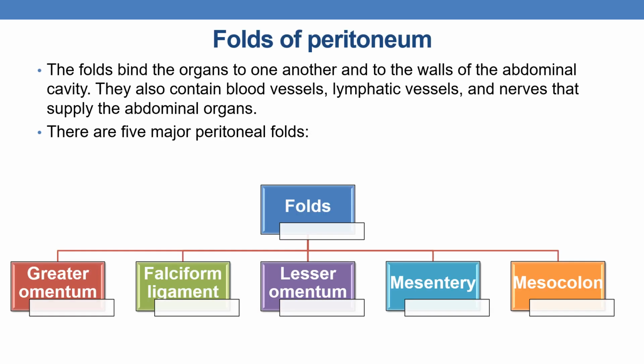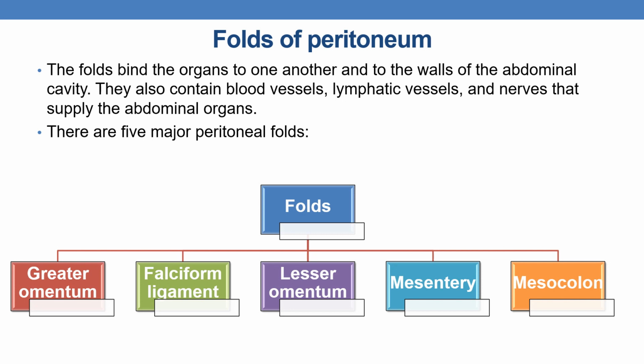Now coming to the folds of peritoneum. Previously we have discussed the layers of peritoneum. The outer layer is parietal peritoneum and the inner layer is visceral peritoneum. Between parietal and visceral peritoneum is the peritoneal cavity, and the peritoneal cavity contains peritoneal fluid. Now coming to folds of peritoneum. The folds that bind the organs.